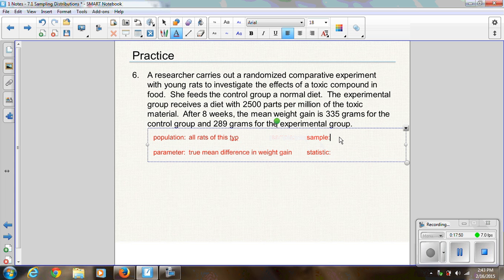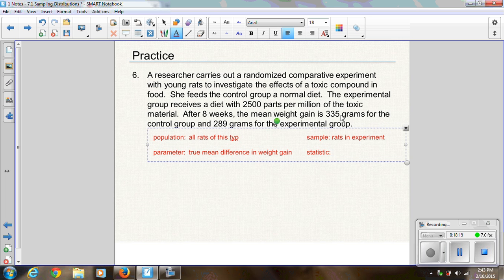And the sample are going to be the rats that are in the experiment. And the statistic is going to be whatever the difference is. And so this is actually going to be a difference in 2 X bars. And we'll talk about the difference in sample means and the difference in population proportions or sample proportions in the next couple of units. But the statistic in this case isn't going to be both numbers. It's actually going to be the difference between them.